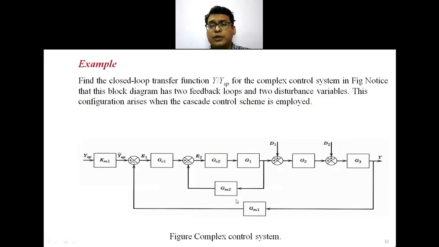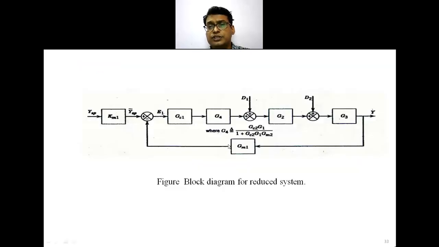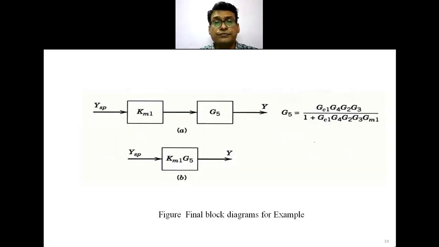So all this system has been reduced to G4, and I am writing GC1, G4, G2 and G3, and similarly your two load variables are there. Then in the next step, I am going to reduce this complete block diagram where the output is Y and the input is YSP.